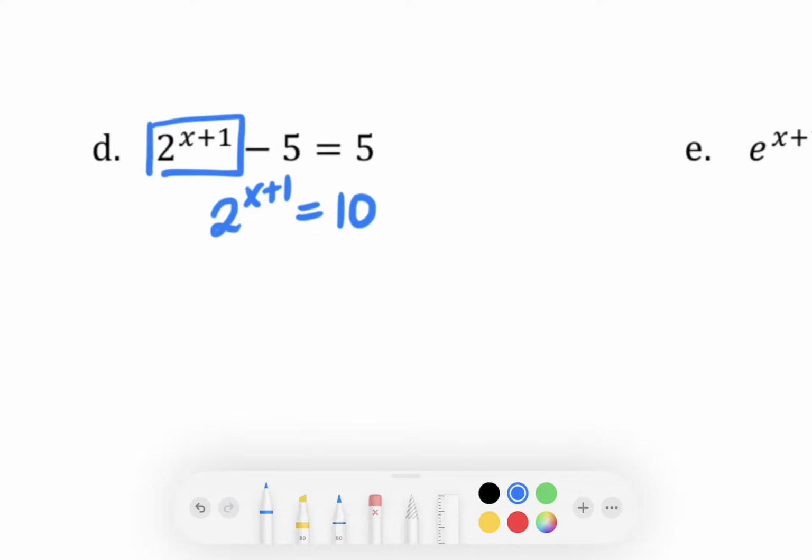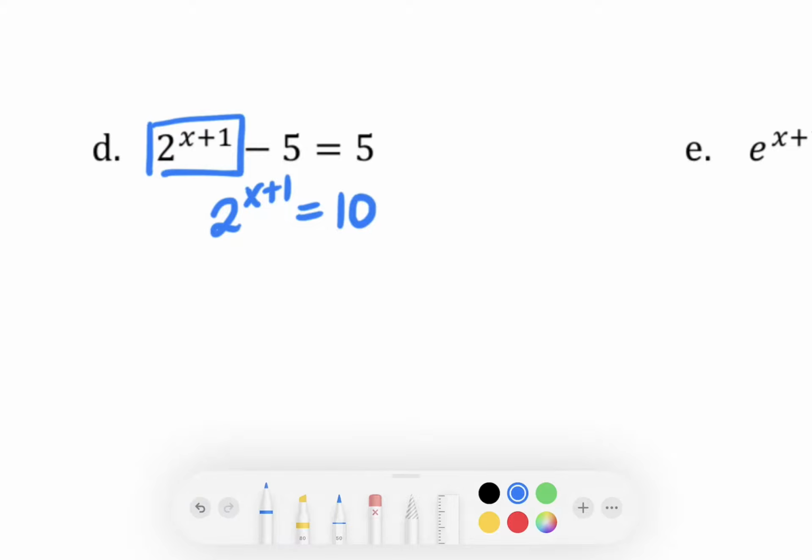Now looking at this, hopefully you don't think, hey, 2 and 10, they're both multiples of each other, I can rewrite those. Multiples, no, don't work. We want powers, and the powers of 2 are 2, 4, 8, 16, this is not 10, 32, 64. Nope, 10 does not fit in here. So no, we cannot write these as powers of each other. And the x plus 1 is trapped in the exponent, so we can't divide this by 2. We can't do anything except a log.